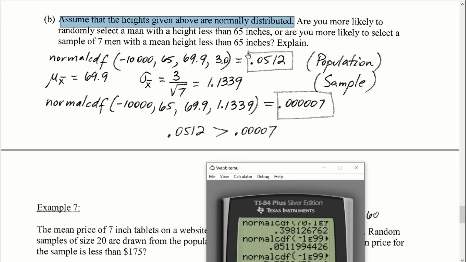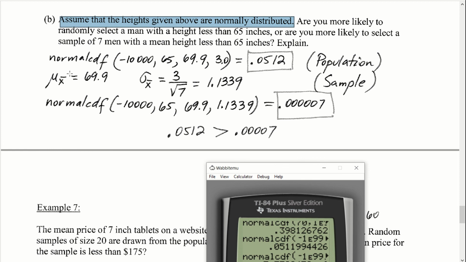Obviously, between the two, which probability is larger? Well, the first one was larger, which means that we are more likely to select a single man whose height is less than 65 than we would be to select a sample of 7 men whose mean height is less than 65.